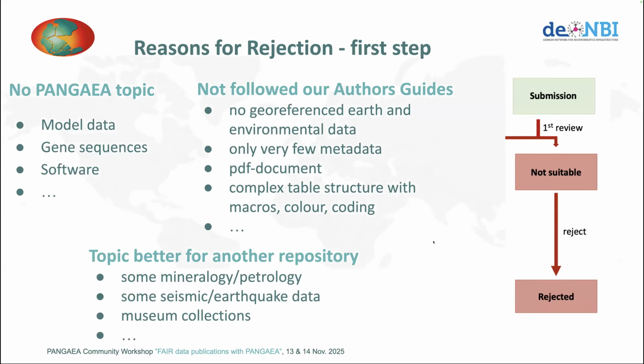So what does it mean in detail? I just want to start with the rejection of a submission, the right side. What we are checking in the first steps is: does the submission fit the topics or subjects which we want to publish in PANGAEA? If not, we have to reject it. That's what we told you before for model data, gene sequences, software, and so on. The next step is checking if we have georeferenced earth and environmental data, or for example experimental data, as Flavia showed you yesterday, but you haven't followed our author's guides, so maybe we have to reject it.